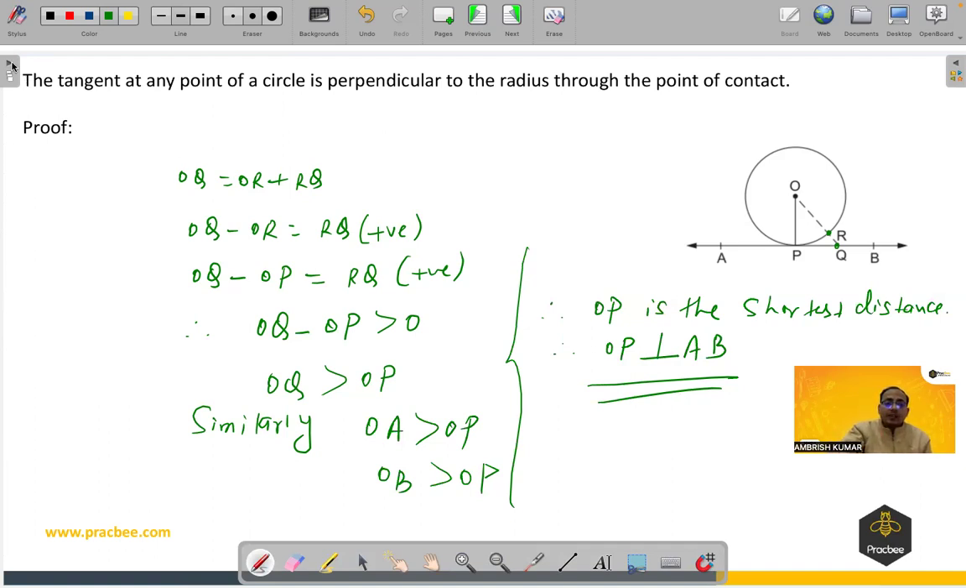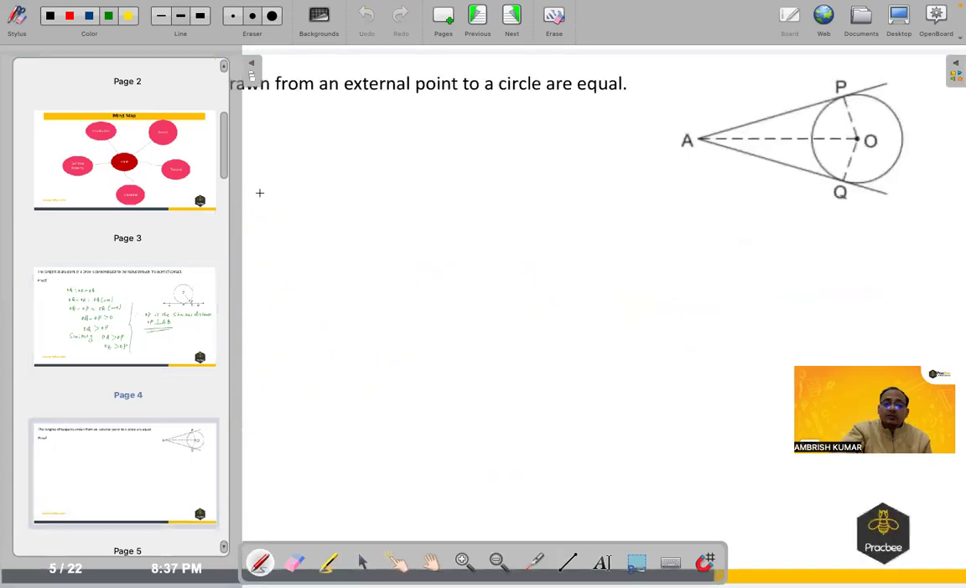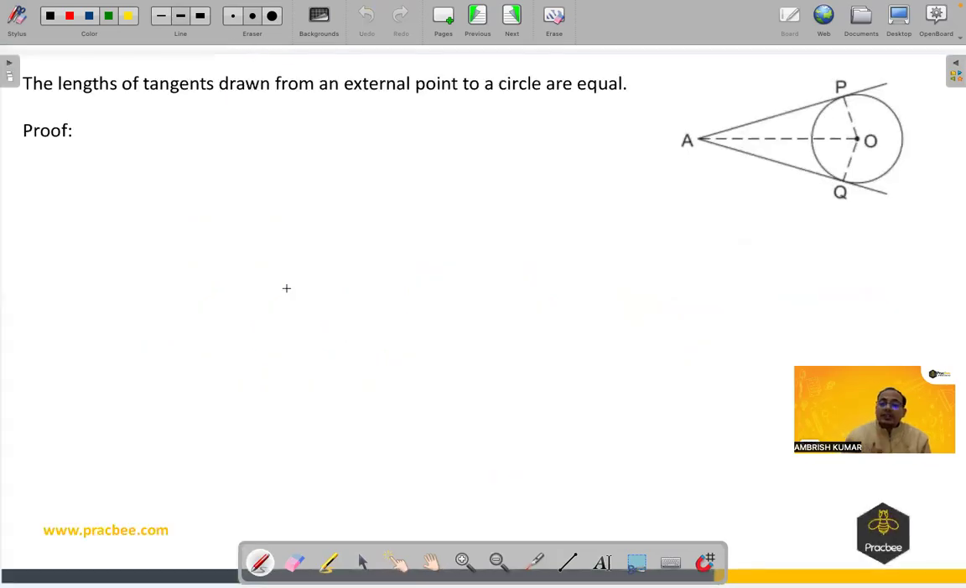Now coming to the second theorem. The second theorem is: the lengths of the tangents from an external point are going to be equal. It means you have to prove that AP equals AQ. And for this, it's going to be quite easy. Look, you join O with P, O with Q, and at P and Q the angles are going to be 90 degrees. Right, now we have proved it, right? So very easy.